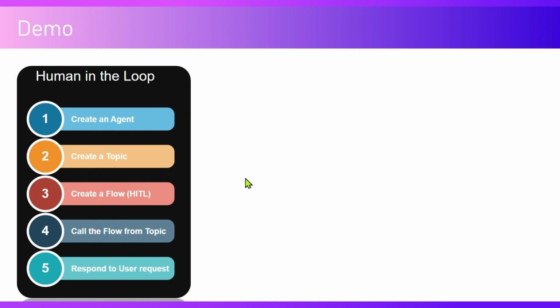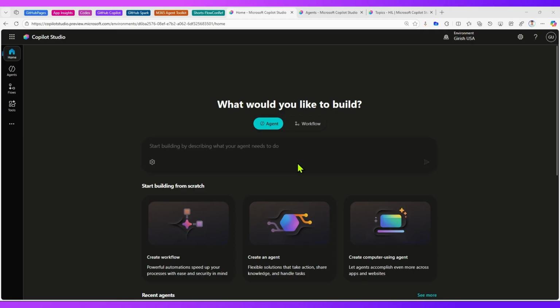In the demo, I'm just going to show you a simple process. You can expand it as per your business case, but I'll show you how you can create an agent, how to create a topic, how to create a flow, how to call the flow from the topic and respond to a user request. I'm not going to put anything fancy within the flow, but I'm just going to demonstrate it so that you can further extend it in your real world project. So let's jump into the demo.